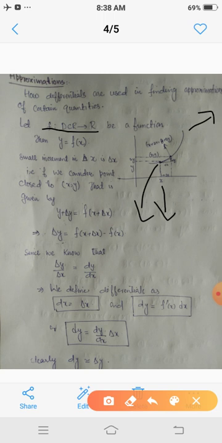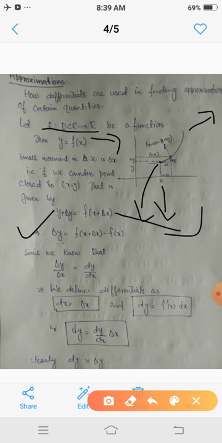Now if we give a small increment in x, that is, change x to x plus del x, the neighboring point of x, then the corresponding point in the codomain is (x plus del x, y plus del y), where y plus del y is f of x plus del x. Now if we subtract these two equations, we simply get del y equals f of x plus del x minus f of x.